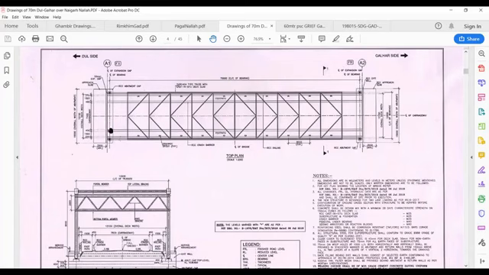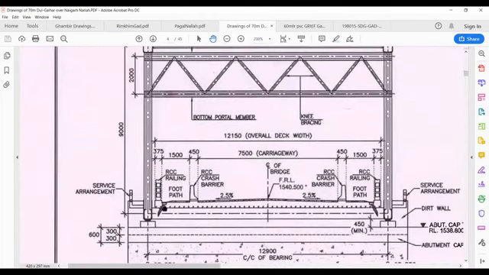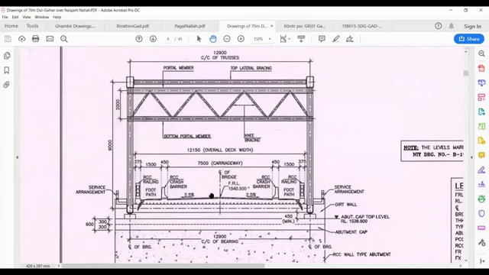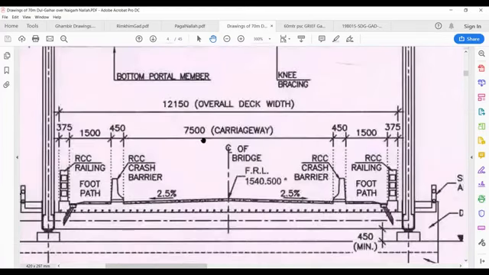In this there is no additional nomenclature that we need to look at, because everything is already in the other drawing. Here we can have a look at the cross section. So the carriageway, these are all codal requirements. According to the IS code, this is a 2-lane bridge.